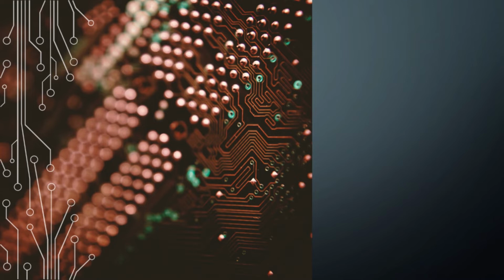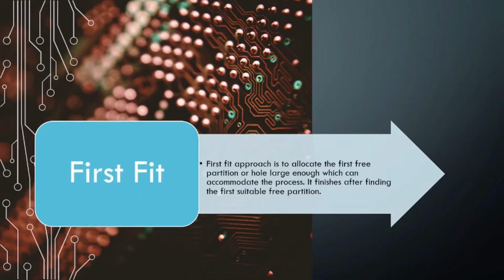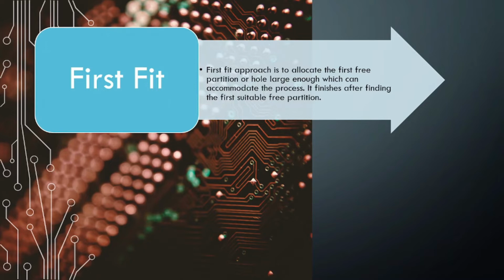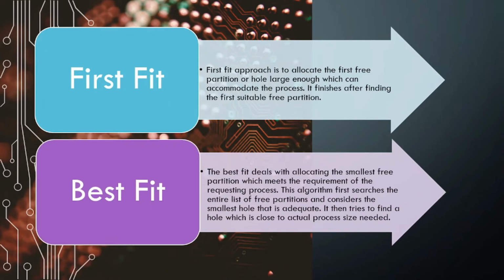Before we start, what is first fit and best fit? First fit approach is to allocate the first free partition or hole large enough which can accommodate the process. It finishes after finding the first suitable free partition. The best fit deals with allocating the smallest free partition which meets the requirement of the requesting process. This algorithm first searches the entire list of free partitions and considers the smallest hole that is adequate. It then tries to find a hole which is close to the actual process size needed.